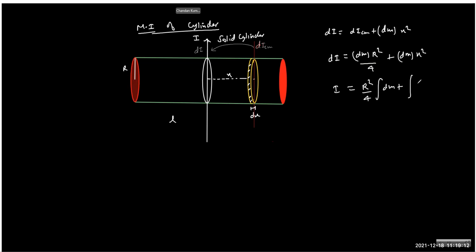And for the second term, dm equals mass per unit length into dx. Now this is how you can integrate from minus L by 2 to L by 2, just like the formula for a rod. So this becomes the formula for a disk about the diameter plus a rod about the center, which is mL squared by 12. This is the combined answer of the system. So this question is very famous.